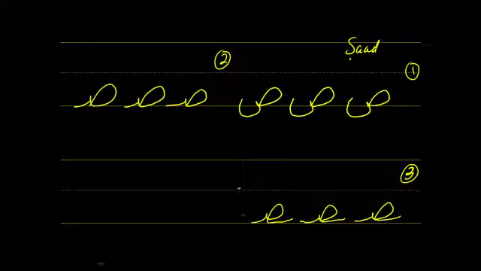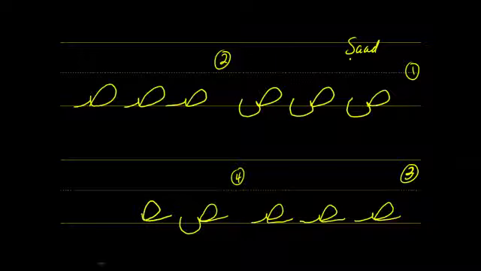Okay, let's look at the fourth position. Here, it looks like the independent position. We connect, teardrop, and then dip below the line. One more time, connect, teardrop, and then dip below the line. One last time, connect, teardrop, and dip below the line. Great.